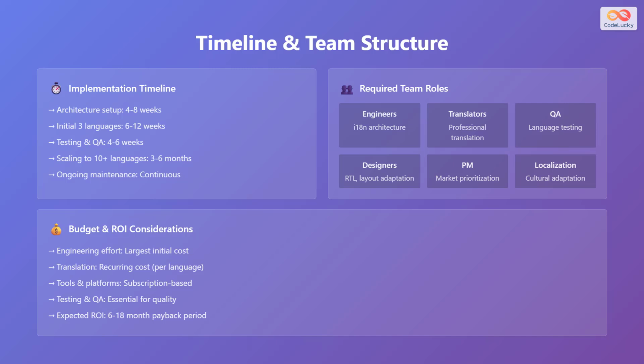Planning your i18n initiative requires realistic timelines and proper team composition. Implementation timeline typically involves 4 to 8 weeks for architecture setup, 6 to 12 weeks to support your initial 3 languages with testing and QA taking 4 to 6 weeks, and 3 to 6 months to scale to 10 or more languages, with ongoing maintenance continuing indefinitely.